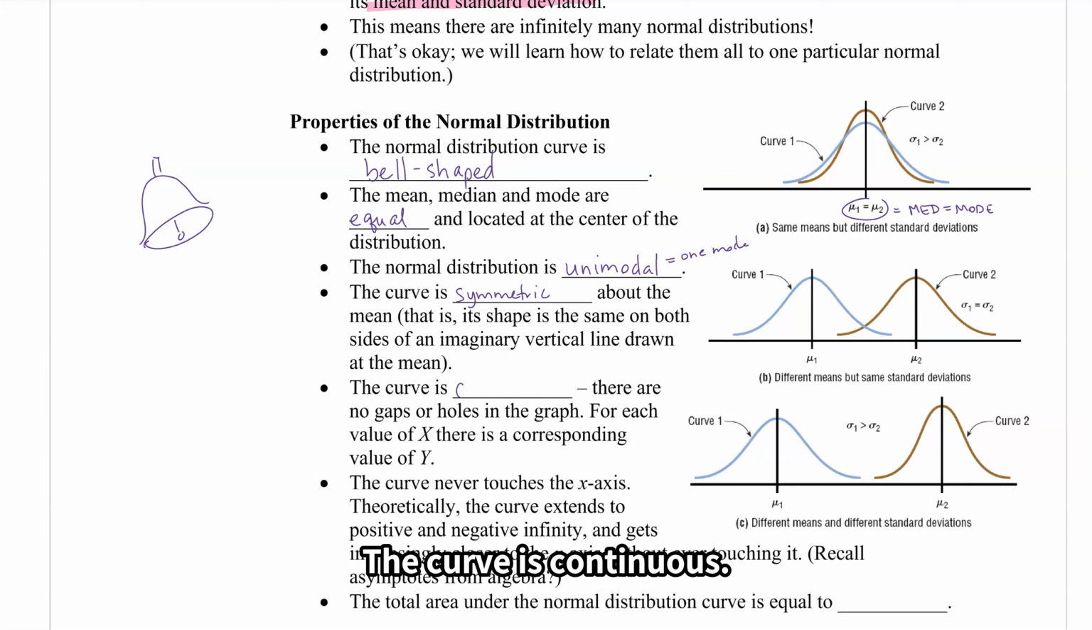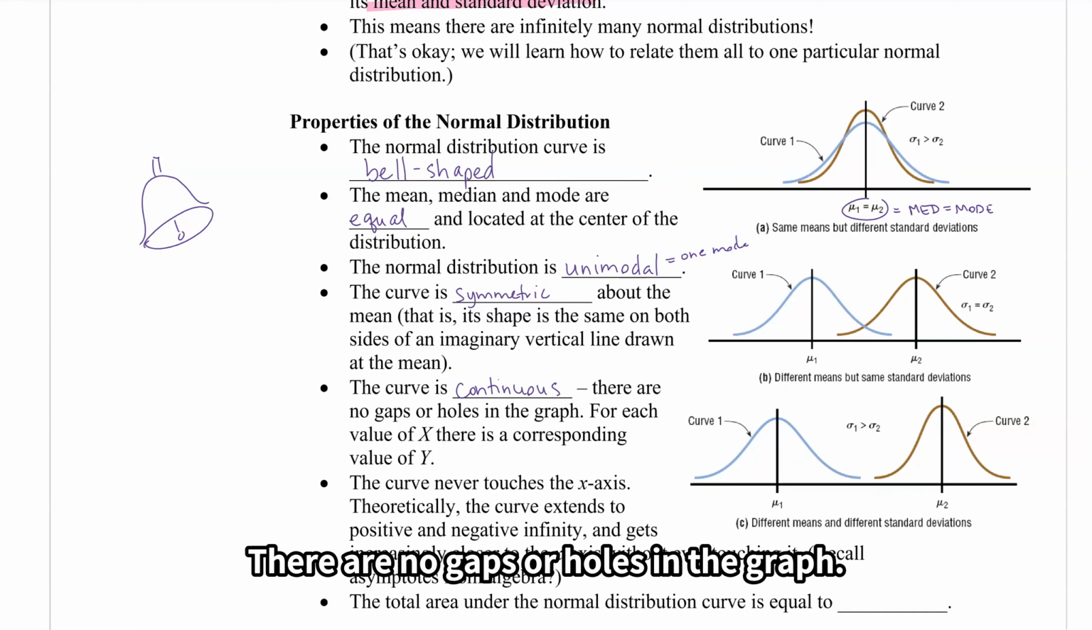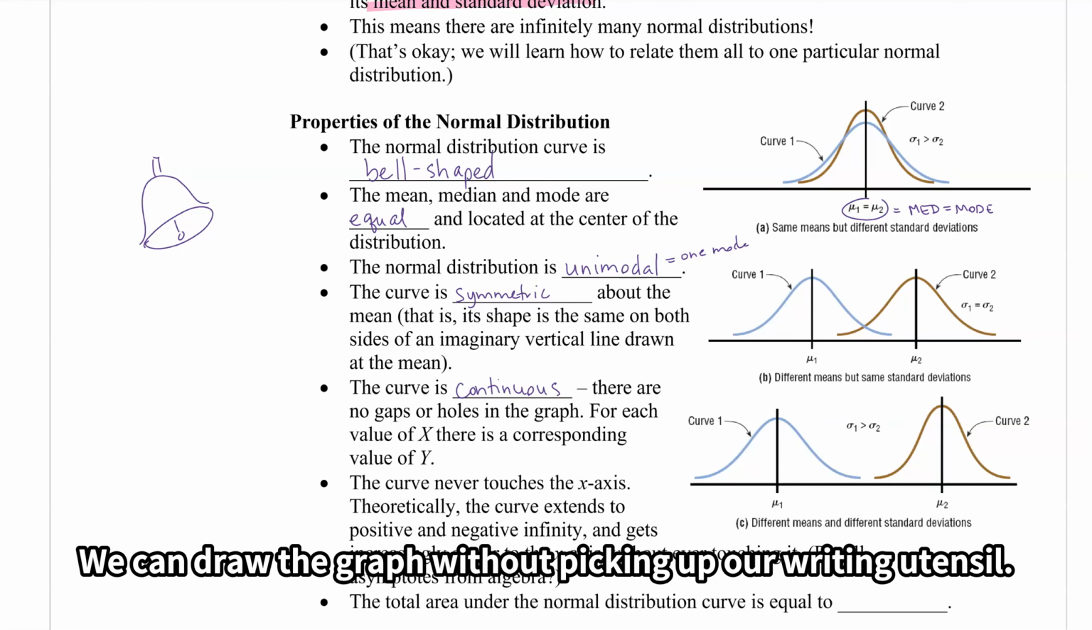The curve is continuous. That's why we call it a continuous distribution. There are no gaps or holes in the graph. For every value of x, there's a corresponding value of y. We can draw the graph without picking up our writing utensil.